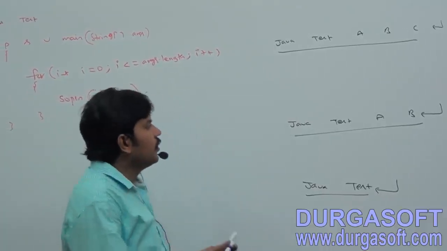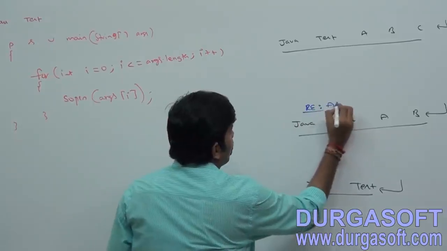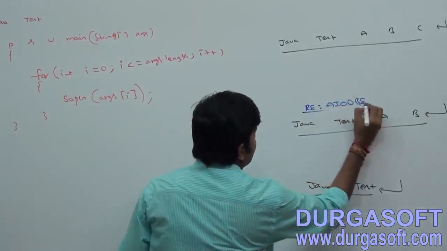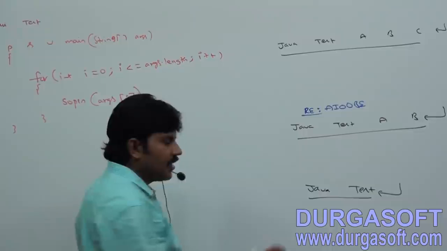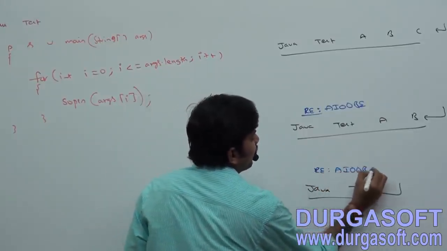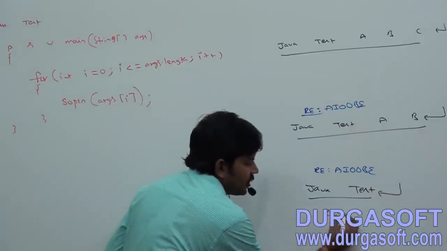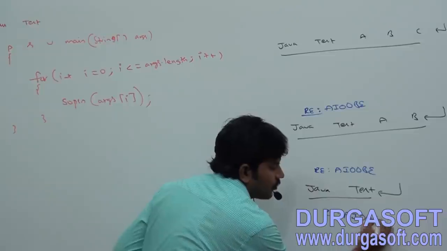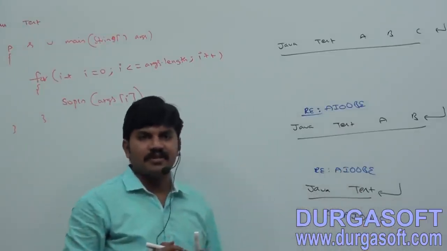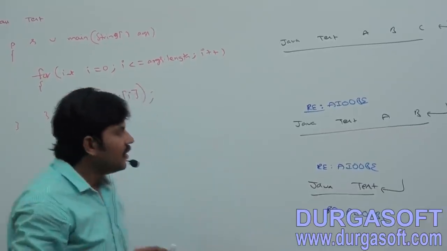Okay. Now, in the first case, we will get a runtime exception, array index out of bounds exception. In the second case, we will get a runtime exception, array index out of bounds exception. In the third case, we will get a runtime exception, array index out of bounds exception. Make sure. Sir, why? What is the reason? Take special care.